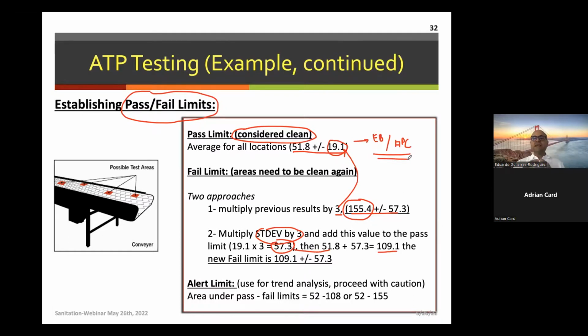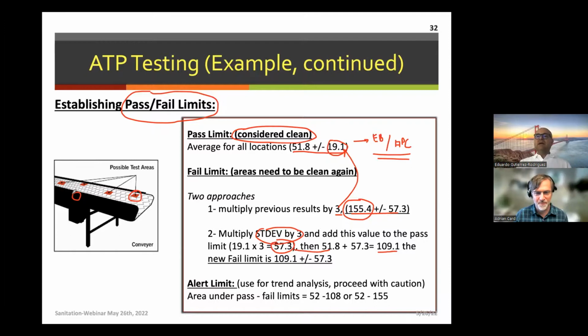Okay, so that is a simple way in which you can determine how efficient your ATP system is and how to establish pass and fail limits and operational limits that you can use in your facility. Of course, this is for a zone 1 example, but if you were to do this for a zone 2 example, then maybe the values will be different.